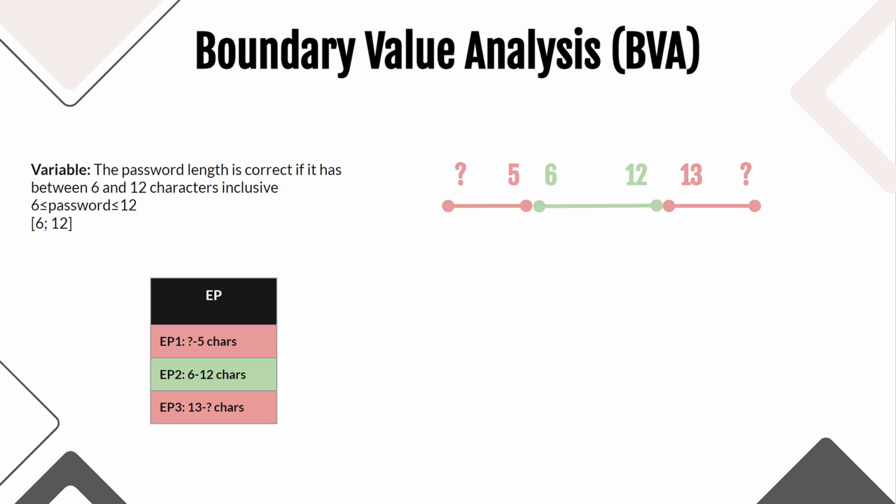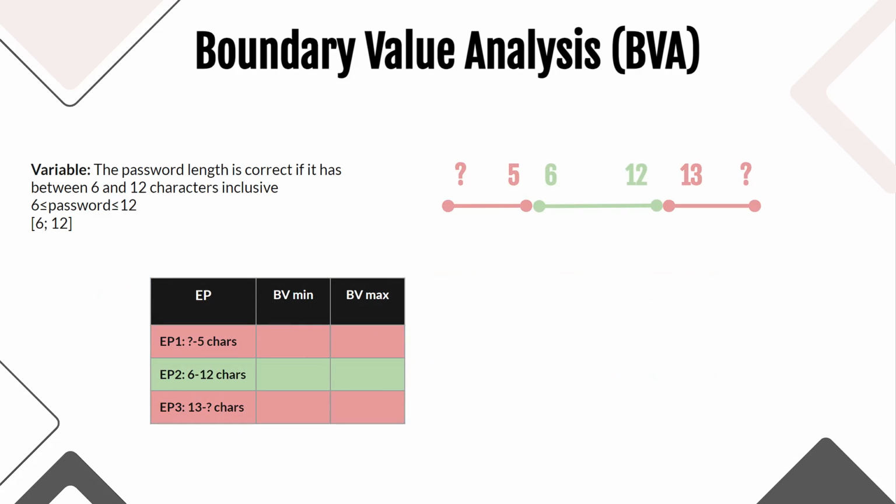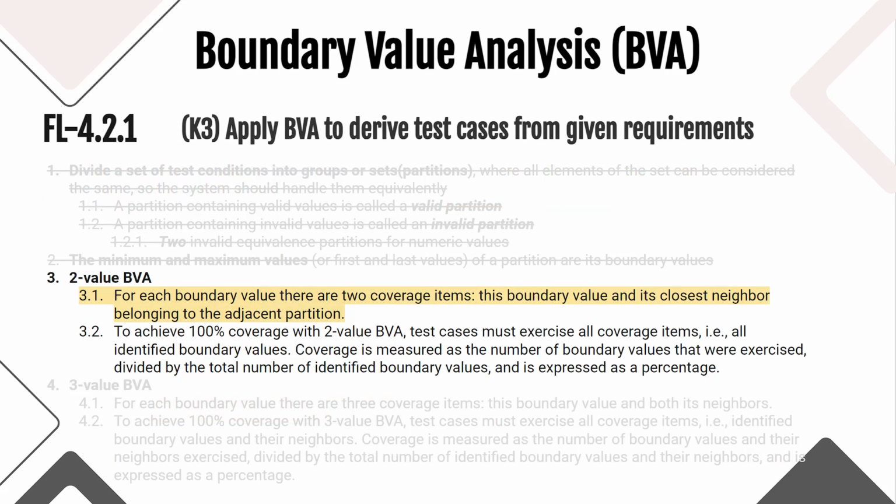Now we need to define the boundary values. The minimum and maximum values, or first and last values, of a partition are its boundary values. This is a small but critical change. As you can see, we have not 1 partition but 3 partitions. Accordingly, each can have 2 boundary values. We do not know the minimum value of the first partition and the maximum value of the third. Therefore, we do not have 6 boundary values but 4. The next step is, for each boundary value, there are 2 coverage items: this boundary value and its closest neighbor belonging to the adjacent partition.